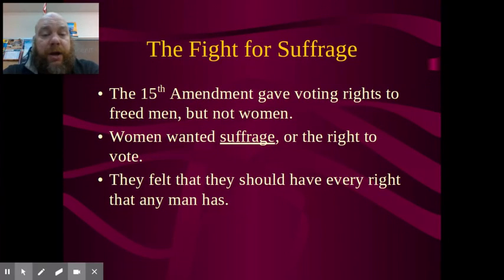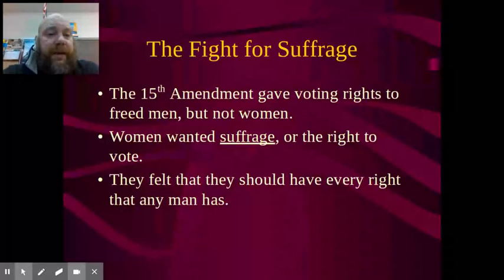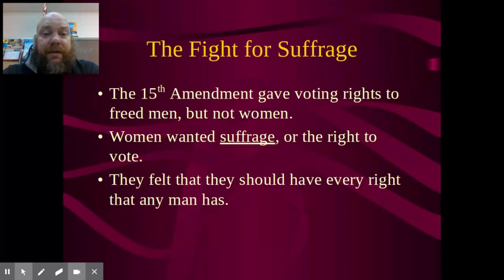So women wanted suffrage. Again, I'll point out, just like I did when we learned the Constitution last year, suffrage and suffering are not the same thing. Okay, women's suffrage means the right to vote. Women's suffrage means the women's right to vote. Women's suffering is what my wife agreed to when she married me.